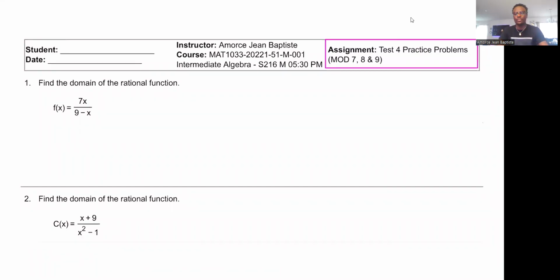Hello, everyone. This is our test 4 practice problem for module 7, 8, and 9. Questions are all over the place from module 7 and 8 and 9. So we're just going to solve it. And I expect you on the test to first read your problems and respond to the question that is asked. And in this video, I will make sure that I review with you all the steps for each question.